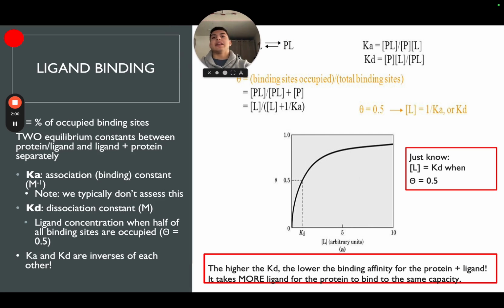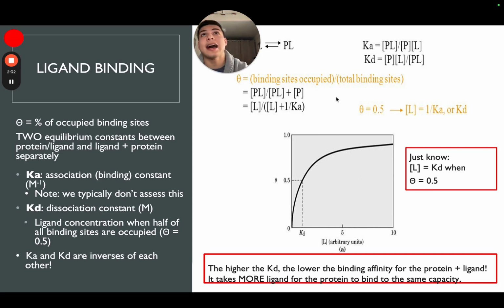In terms of ligand binding, just to clarify really quick, theta represents the percent of occupied binding sites. To keep it in very simple terms, let's just say we had 100 proteins, and that would be our total binding sites. And let's say that 50 of those proteins were occupied. So we have 50 divided by 100, which means that it's half, or 0.5. That's what we see here. I'll explain everything, but this is just to keep it in simple terms.